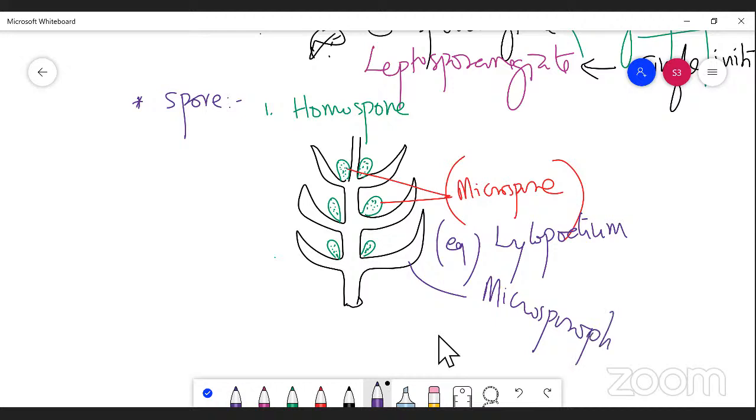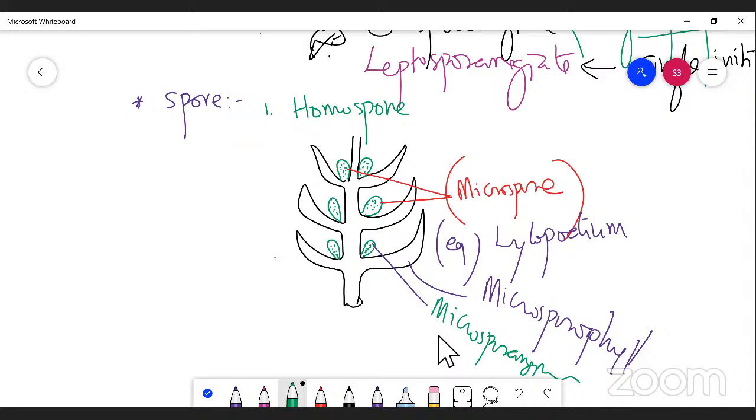This microsporophyll is a leaf-like structure that gives rise to the sporangium. This is a microsporangium, which consists of microspores. These microsporangia give rise to a number of microspores.